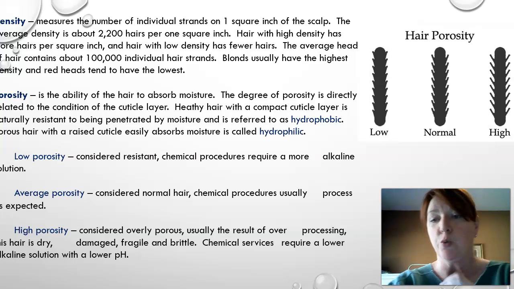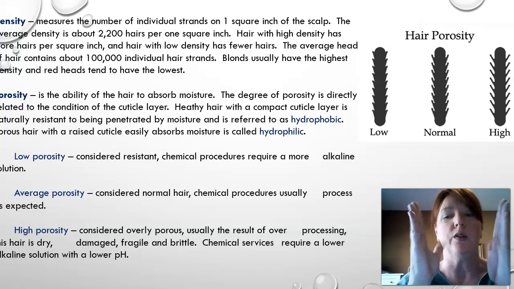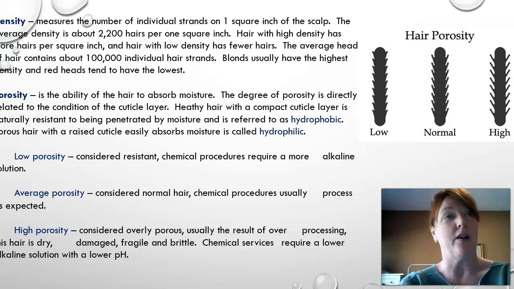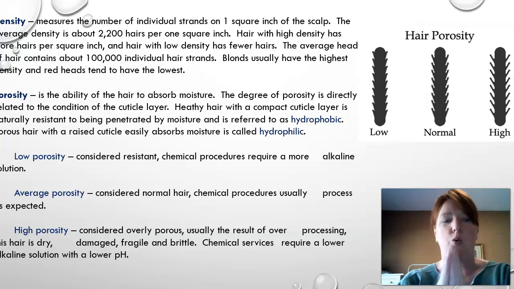Again, a good visual on the right hand side. With low porosity, the cuticle is more upright and tight. Normal is open a little bit. High porosity means that the cuticle is wide, they call it wide open, which means it allows the moisture and other things to get in and hold inside.